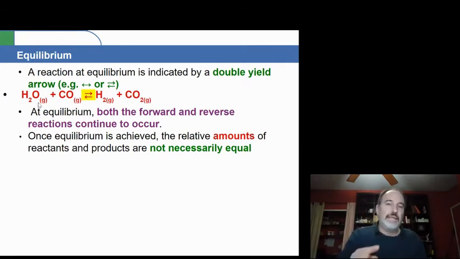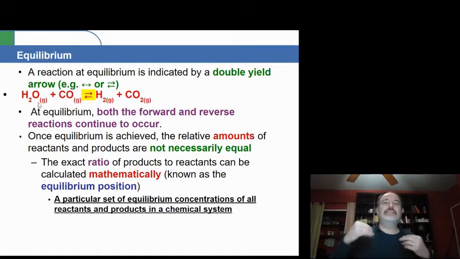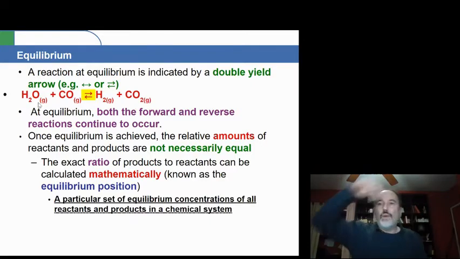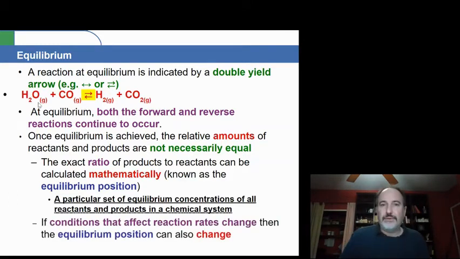Okay. It's the reaction rates that are equal. And that exact ratio of products to reactants can be calculated mathematically. Now, this is known as the equilibrium position. Equilibrium position is the particular set of equilibrium concentrations of all the reactants and products in the chemical system. All right. In other words, where you stop, as it were. Are you close to the bottom, close to the top, somewhere in the middle? That's known as your equilibrium position. What we are going to focus on in the next section here is this concept here.